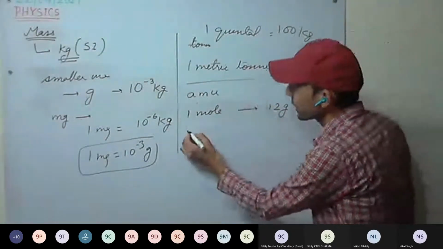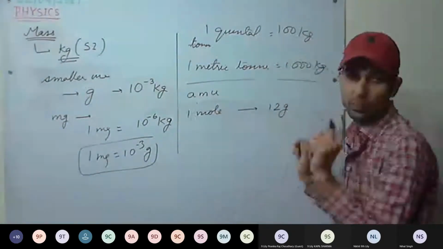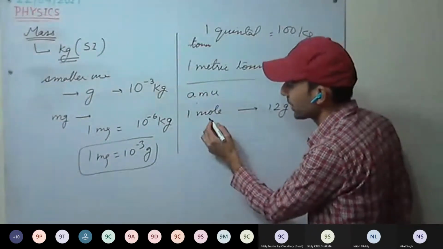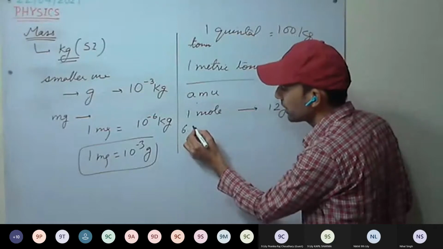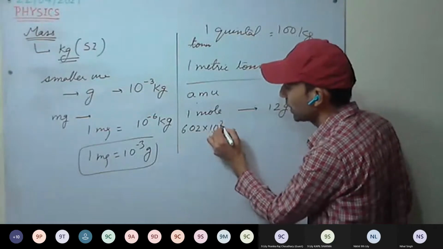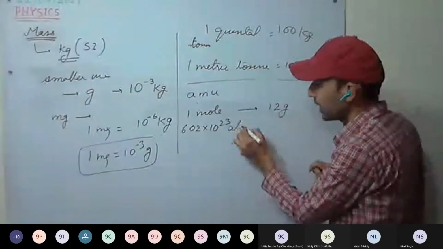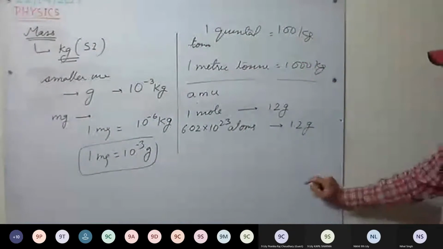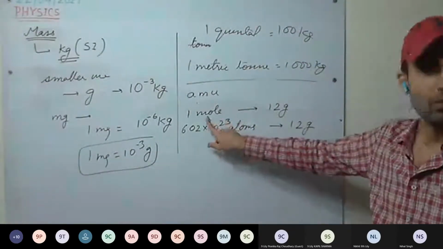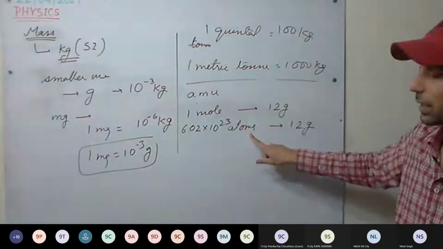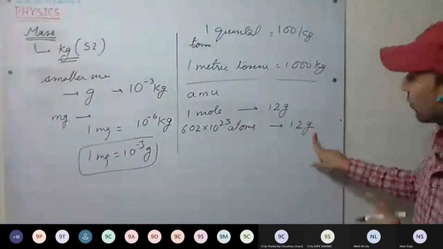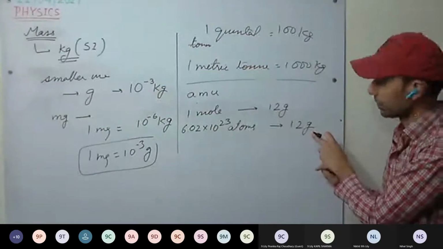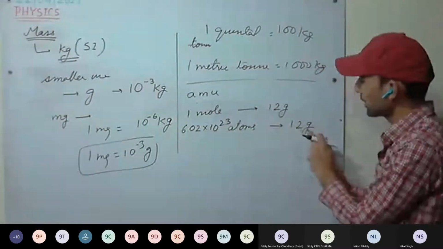And how many atoms are there in 1 mole of carbon C12? In any one mole of any matter, there are 6.02 into 10 raised to power 23 atoms. These many atoms are there in 12 gram. This you understood? In 1 mole of any substance, these many atoms are there. Now, these many atoms' mass is 12 gram.